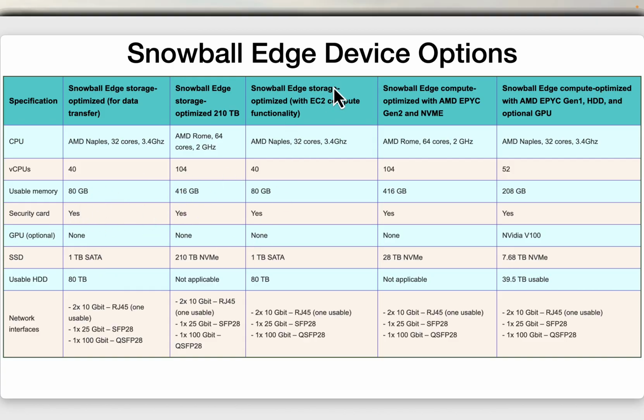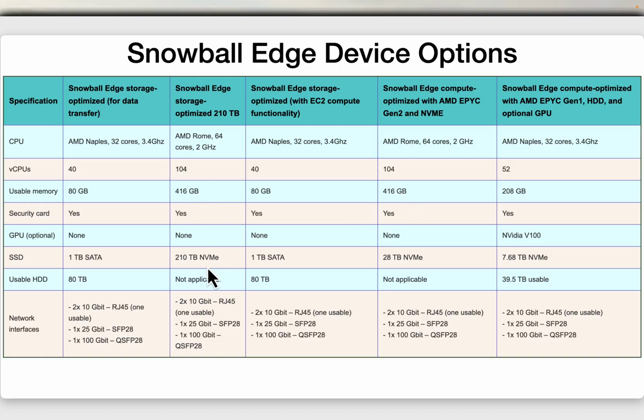And then you have storage optimized with EC2 or compute functionality. And then you have Snowball Edge compute optimized with AMD EPYC. So this is one more model or one more variation, and it has the highest usable memory of 416 GB of RAM and this much solid state drive SSD storage, 28 terabyte, right? This one is 210 terabyte because it's more for storage, and this is for computing. So less storage but higher usable memory.